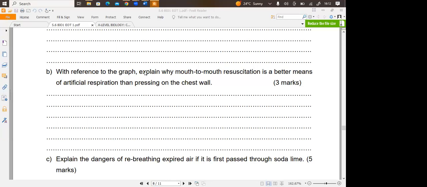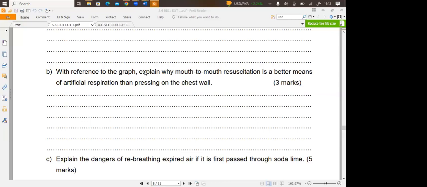Then Joash Blair is saying, I think that during mouth-to-mouth resuscitation, the person gives more carbon dioxide, which induces more breathing. That is also correct. Because from the graph, we have seen that with more carbon dioxide, the rate of breathing increases. Here, Blair is saying that during mouth-to-mouth, the person gives more carbon dioxide. Of course, you also have to clarify which person, otherwise we may assume it is the patient. So here, the person doing the first aid gives more carbon dioxide to the patient, which will induce more breathing.